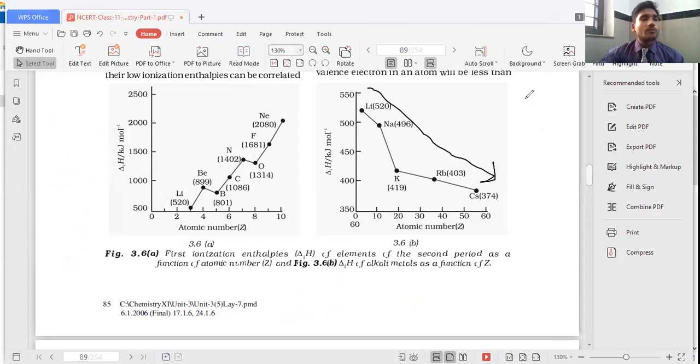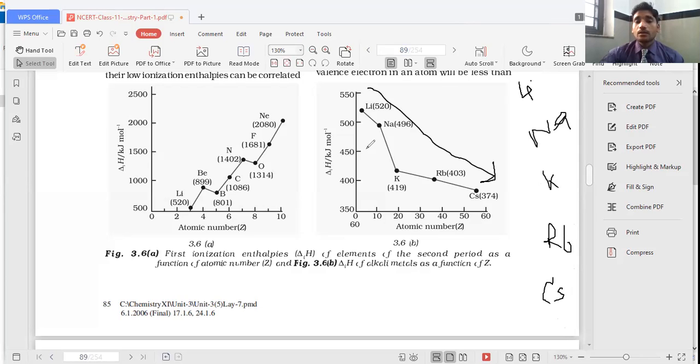Here we have plotted for group 1, that is your alkali metals. I'm sorry, I just lost my concentration here. It is not boron here. Just wait a minute. Lithium, then sodium, right? In the first group I'm talking. Lithium, sodium, potassium, rubidium, cesium. Further, if you are interested, francium, but francium is radioactive, so don't consider it right now.